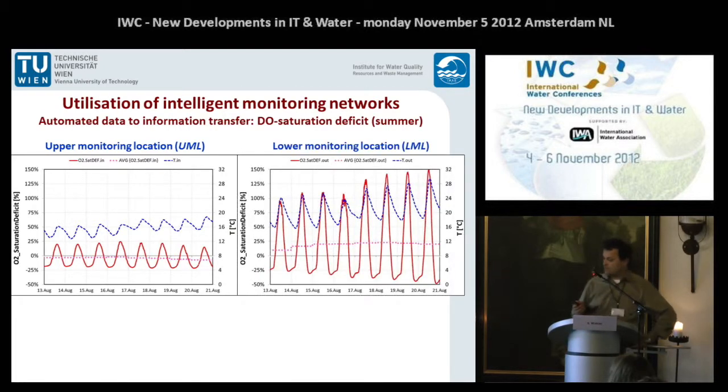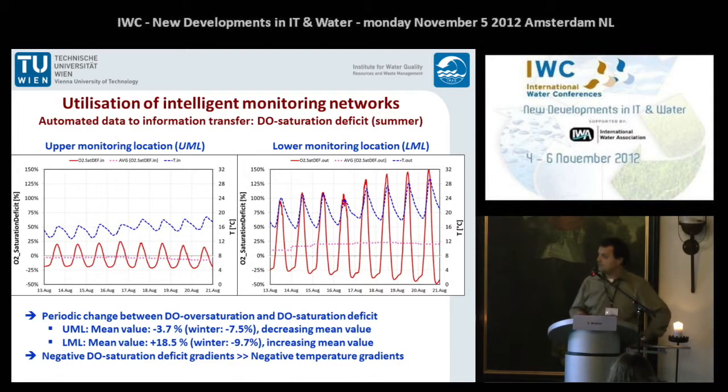You now have an oscillation between oversaturation and saturation deficit at both locations. At the lower location, the dynamics are much higher, and you see that with increasing temperature, if you look at the daily average of this DO saturation deficit, you also see a slight decrease over the week. At the lower monitoring location, you first see an increase and then a decrease over the week.